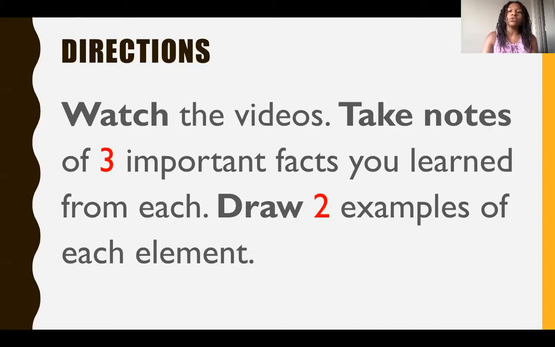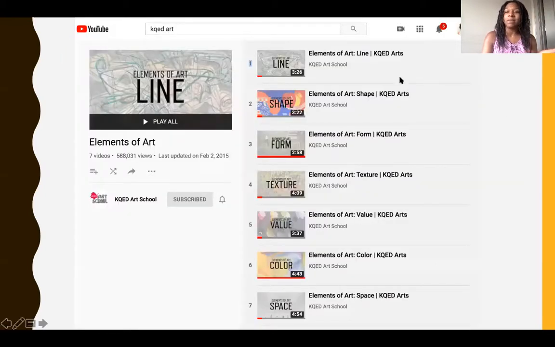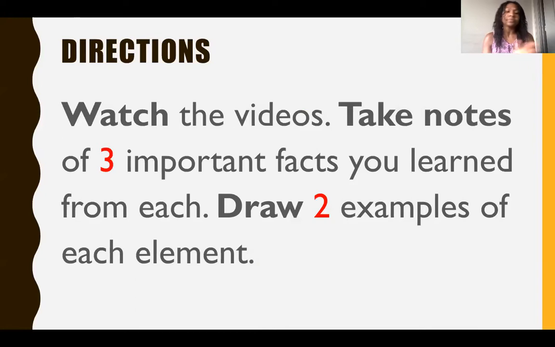So you are going to watch the video starting, let's go back, let's say the elements of art line. If you go to watch that video first, which you should, you need to watch the video, then you need to take 3 important notes or facts that you learned during the video. First of all, the videos are very short. Most of them are like 3 to 5 minutes long. They're gonna go through that information very quickly. You need to take down 3 important facts.